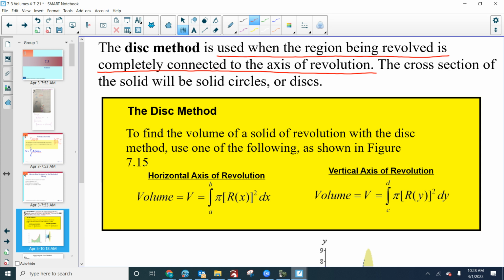This is our first method, and it's not going to be hard to decide when to use it because there's only one method. Once we get to the third or fourth methods, you're going to be like, oh, what do I use here? How do I know? Well, to use the disk method, the region being revolved is completely connected, no gaps between the region you're revolving and the axis you're going around.